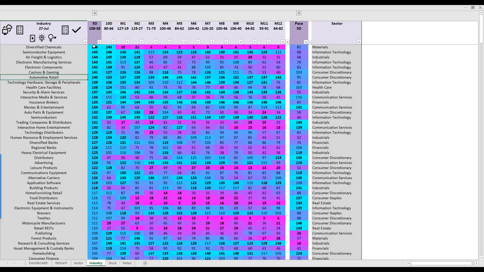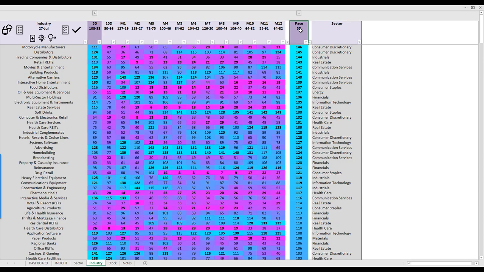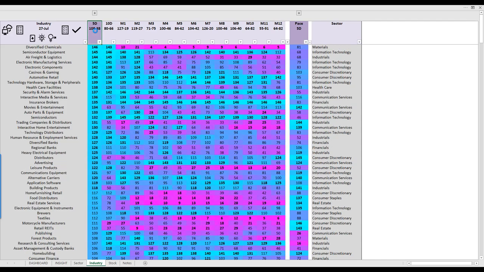Industry scorecard and heat map. Using this, you may either buy into the industries that are strong now, or you may buy into the industries which are accelerating. Let me analyze a few of the strongest industries.